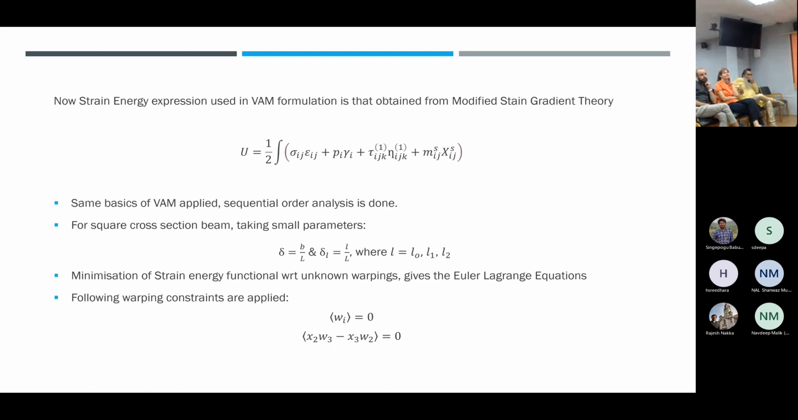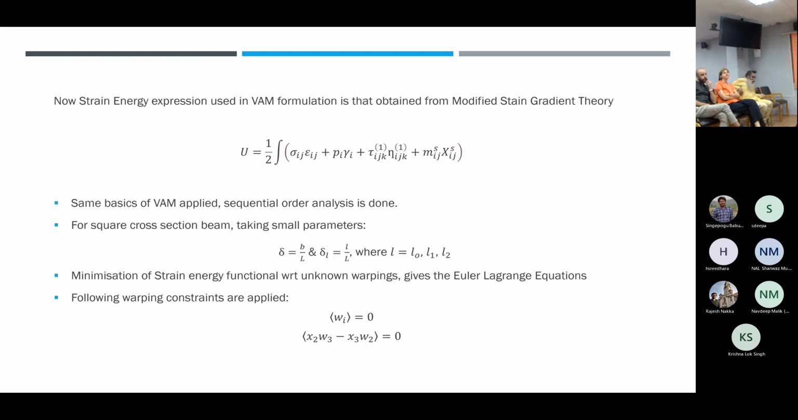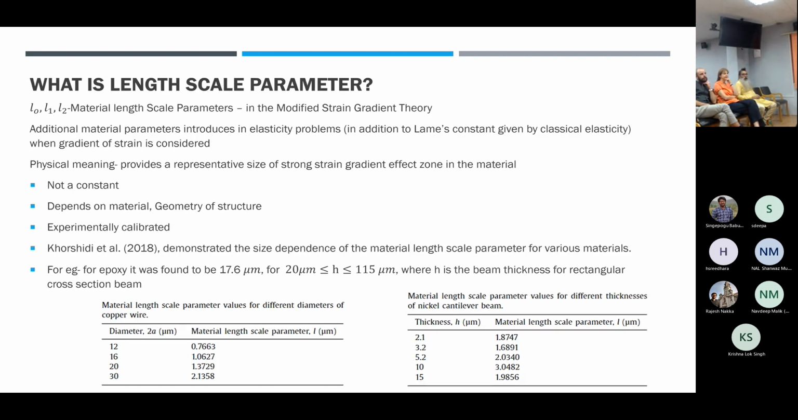So here we have taken these small parameters, which is the width to length ratio, and a new small parameter because of the inclusion of the material length scale parameters L0, L1, L2. So we are taking L by the length also as a small parameter here. Now we are doing the minimization of the strain energy functional again with respect to warpings to get the governing differential equations, and applying these warping constraints to get the solution for this particular model.